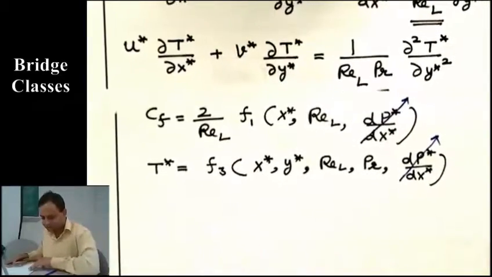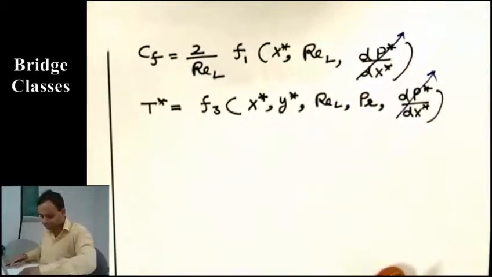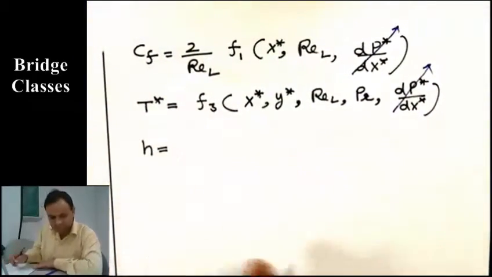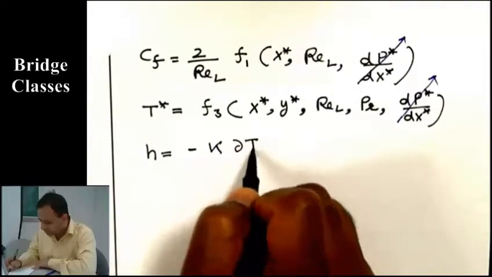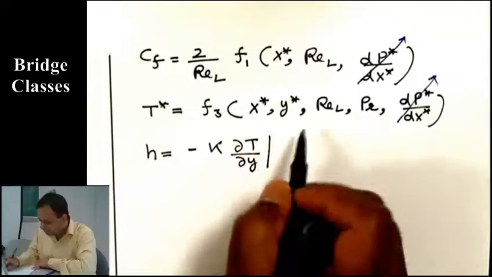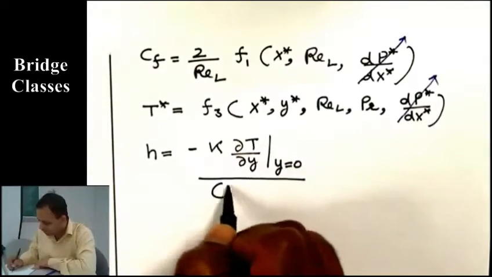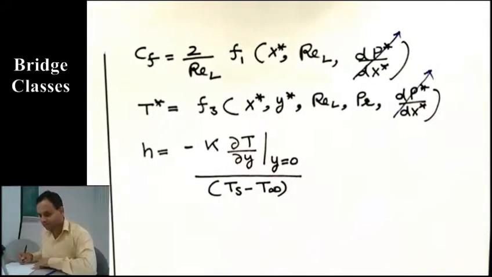Okay. Now, the convection coefficient h is negative k del T del y at y equals 0, over T s minus T infinity. Okay, this is the local convection coefficient.